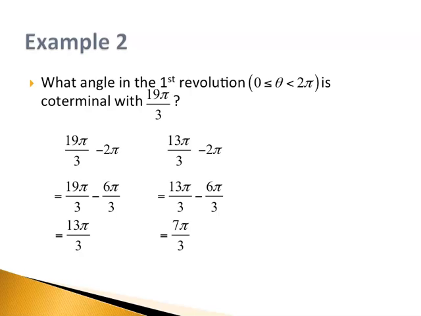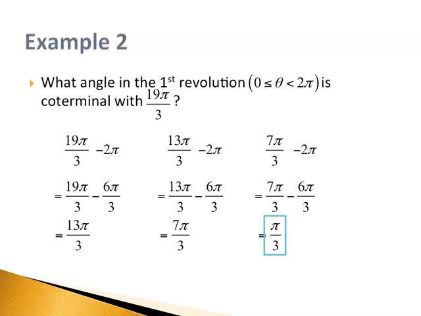Looks like we're almost there. So 7 pi over 3, we have to subtract 2 pi again. And then this comes out to be pi over 3, which is between 0 and 2. And 1/3 of pi is in fact between 0 and 2 because 1/3 is between 0 and 2.